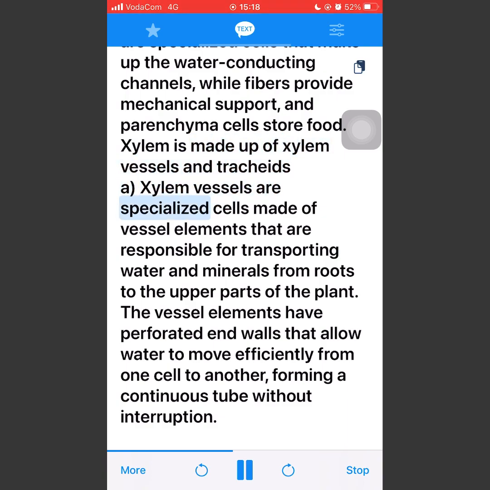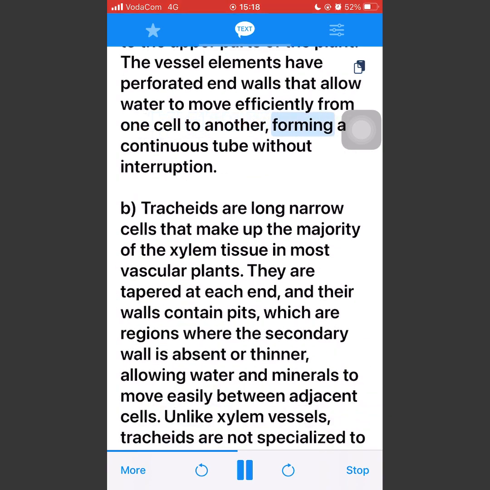Xylem vessels are specialized cells made of vessel elements that are responsible for transporting water and minerals from roots to the upper parts of the plant. The vessel elements have perforated end walls that allow water to move efficiently from one cell to another, forming a continuous tube without interruption. Tracheids are long narrow cells that make up the majority of the xylem tissue in most vascular plants.